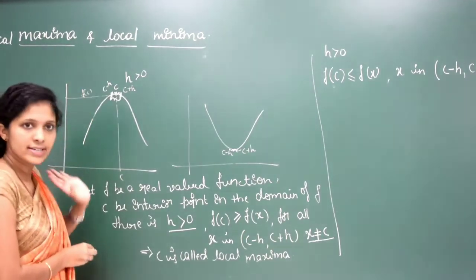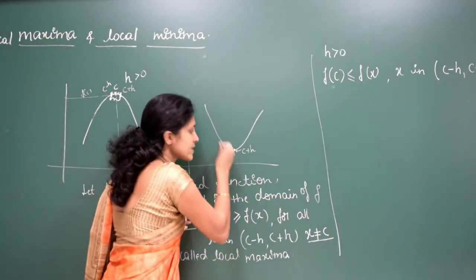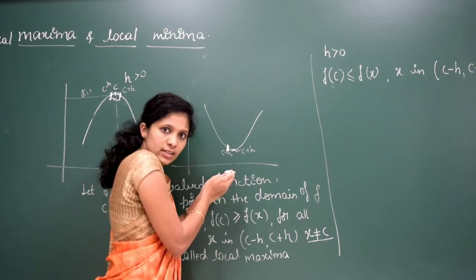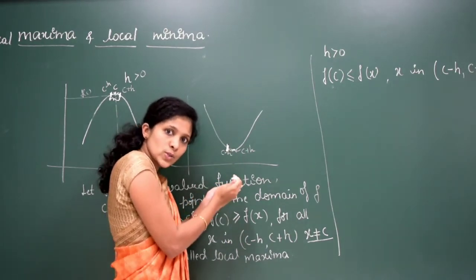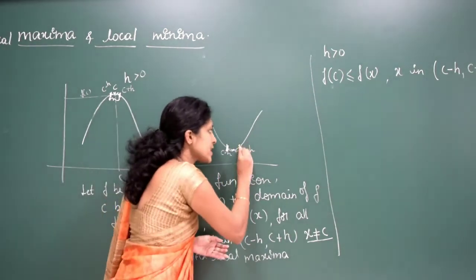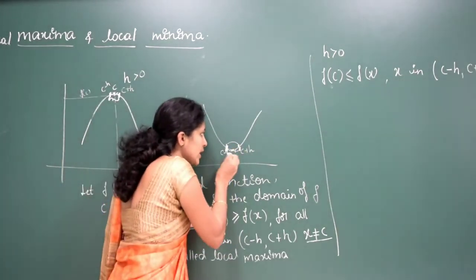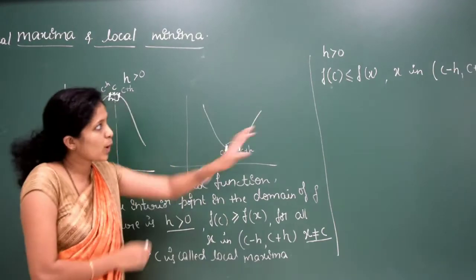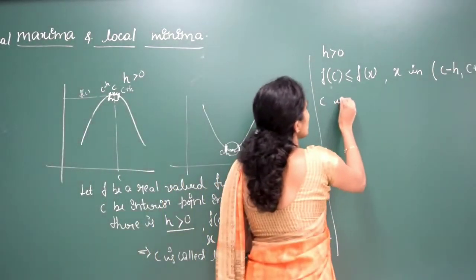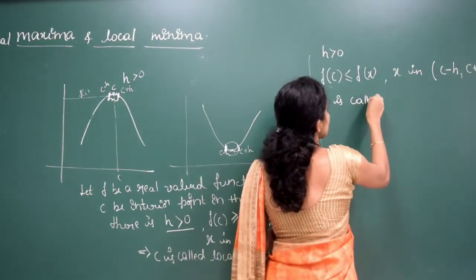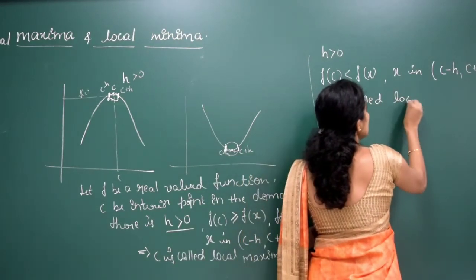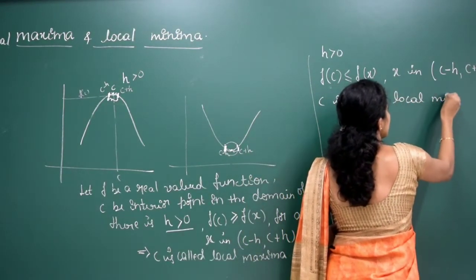C minus h and c plus h. Here c minus h is somewhere here, very close to c, but less than c. C plus h will be very close to c but it is greater than c. If x belongs to this interval, then that point c is called the local minimum. Is it clear? C is called local minima.